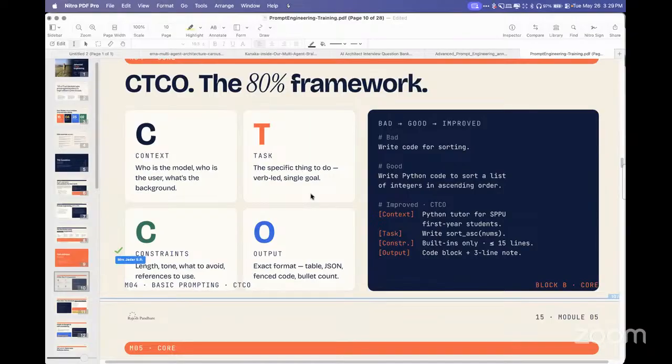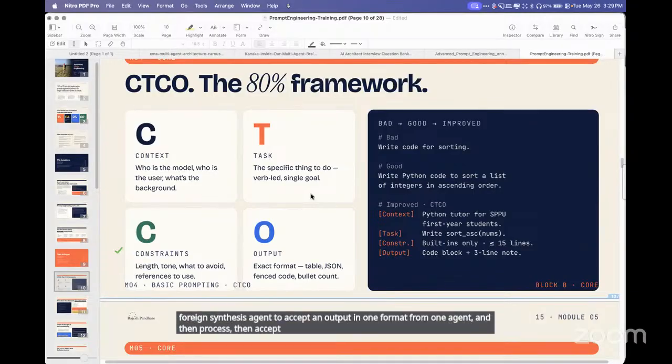Now our pipeline is three scraper agents which scrape various university websites, and then one synthesis agent which collects the output of all these scraping agents and creates a final question bank. But what is the problem with the synthesis agent? It has to churn output from three different agents, scraping three different websites, and those websites have their own structure. Will it be possible for a synthesis agent to accept output in one format from one agent, process it, then accept output in another format from another agent?